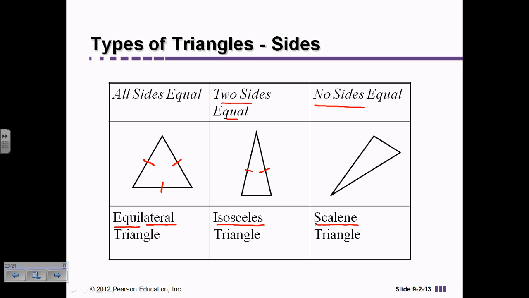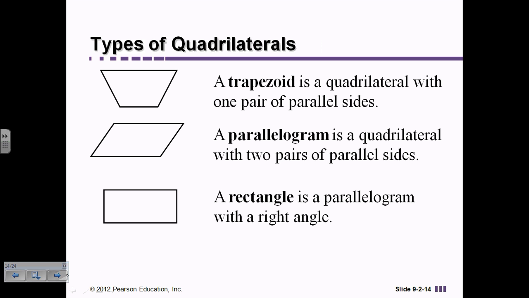So again, you're going to get problems as we go through the section that talk about, that you have a scalene right triangle, and they're going to ask you information about that triangle. So just keep that in mind. Scalene just means none of the sides are the same. Right means one of the angles is 90 degrees.